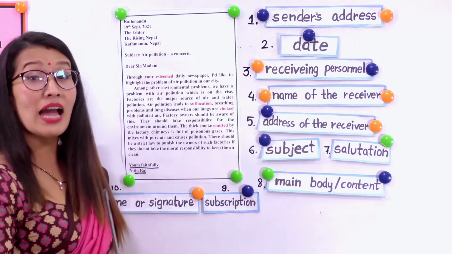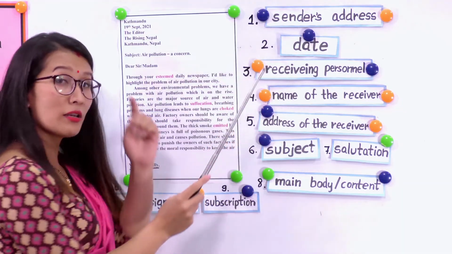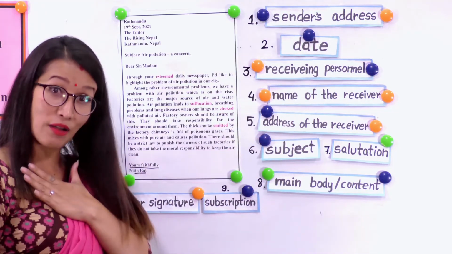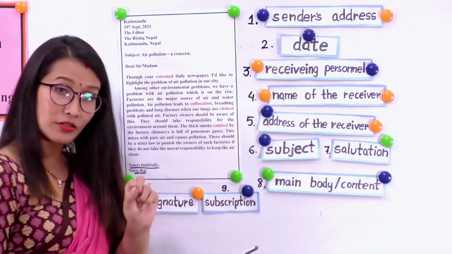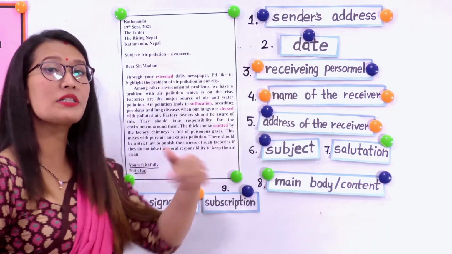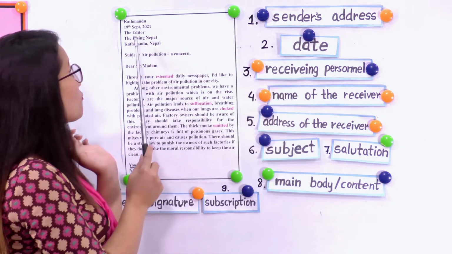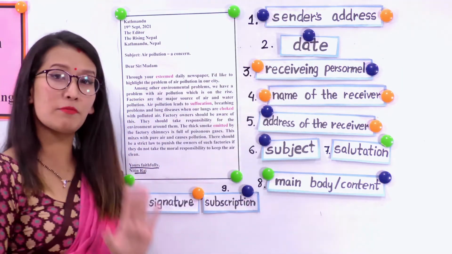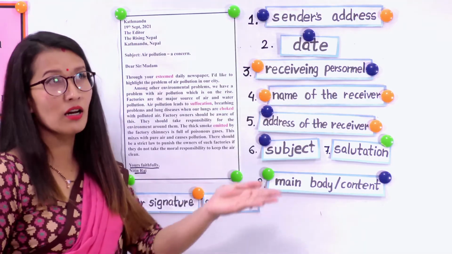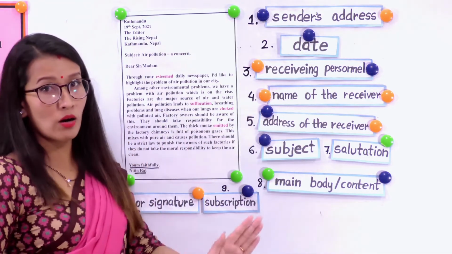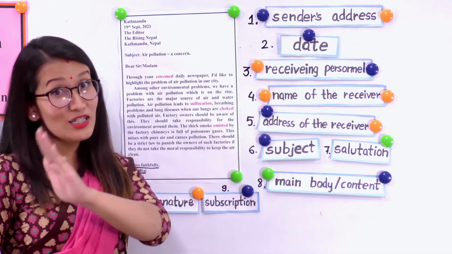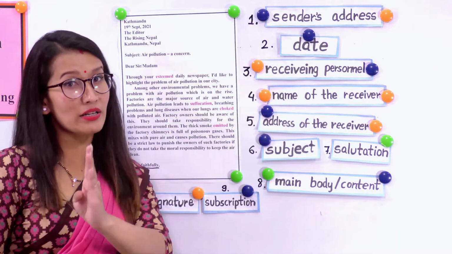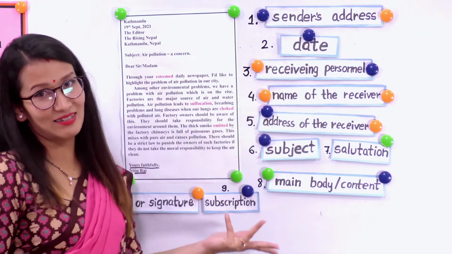There are 10 things that we need to keep in mind to write an official letter. Sender's address, that means the address of the person writing. Then the date, the date when you are writing the letter. And the receiving personnel, who is going to receive it? That person, maybe the person's post, like the editor, the chairperson, the principal. Then the name of the receiver. You can write the name of the organization like SOS Herman Gmeiner School or Kathmandu Metropolitan Ward number 32. And the address of the receiver, like SOS Herman Gmeiner School, Sanothimi, Bhaktapur.